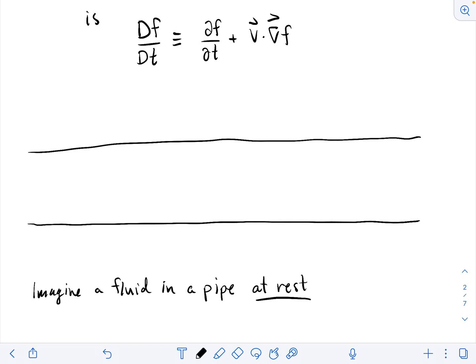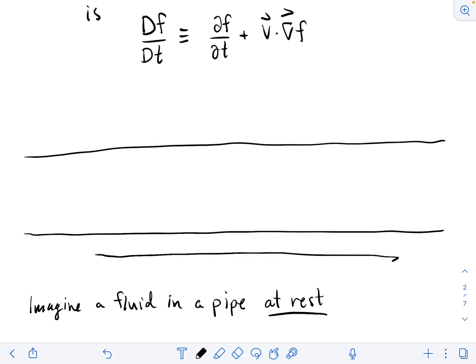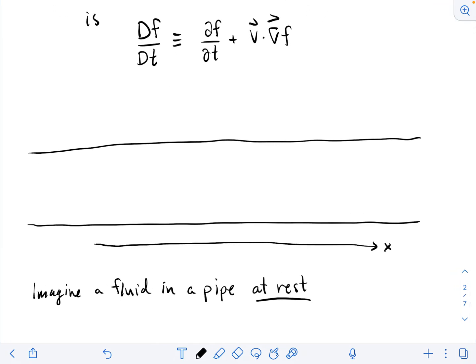What we'll do is label this as the x-axis, so x increases from left to right, and we're going to set the temperature of the two ends of the pipe. So maybe on the left end we have temperature T, and on the right end we have temperature T plus delta T. And so that means that there is a temperature gradient along this pipe, and temperature is increasing along positive x, so we have a positive temperature gradient.